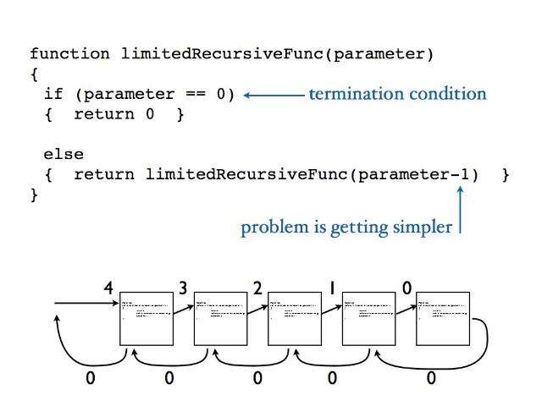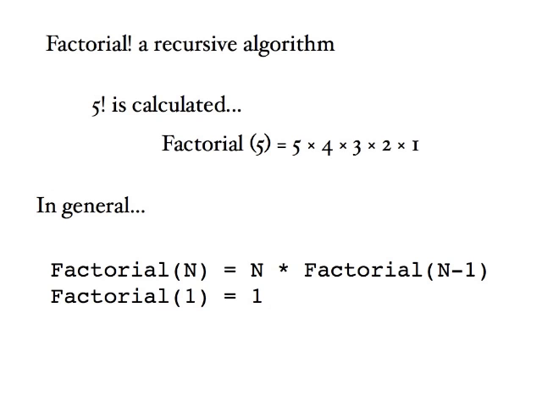This isn't a particularly useful function, this limited recursive function as I've written it, so let's now have a look at something a little bit more useful. Factorial, written with the exclamation mark, can be calculated using a recursive algorithm. Here's a little explanation of how we can do this.